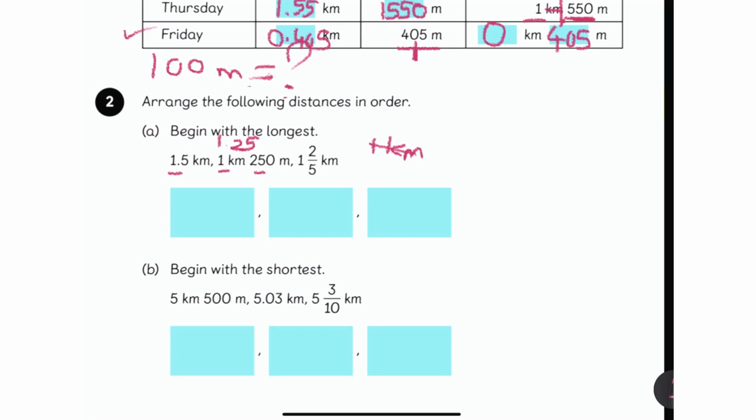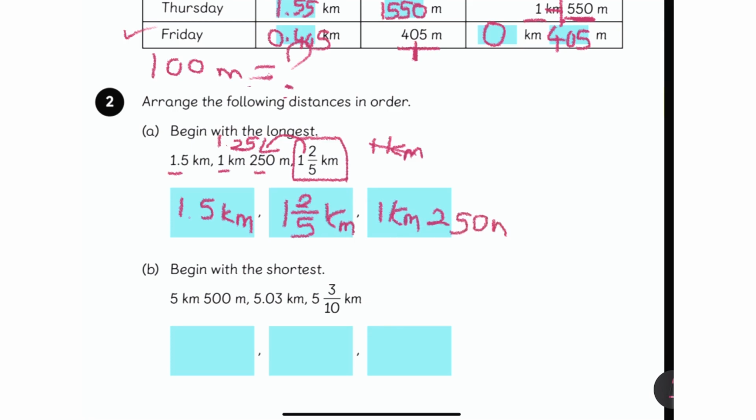First of all, my longest is 1.5 kilometers. For this, I already showed you how I'm going to do it. But then, if you see 1 2 over 5, when you convert, it is bigger than 1.25. Therefore, 1 2/5 kilometer, and this is 1 kilometer, 250 meters. Remember this, we always write the main numbers that are there. Okay, you have to always consider the main numbers to compare.